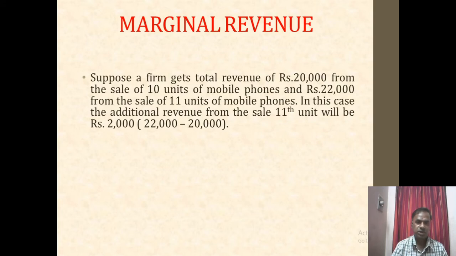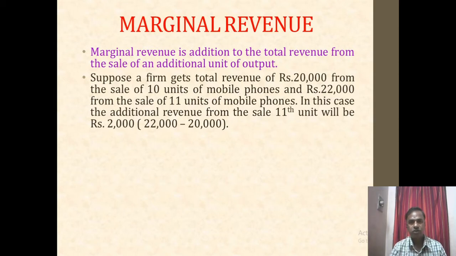Suppose a firm gets total revenue of rupees 20,000 from the sale of 10 units of mobile phones and rupees 22,000 from the sale of 11 units of mobile phones. By selling 10 units, total revenue was 20,000. By selling 11 units, 22,000. What is the addition to the total revenue from the sale of one more unit, that is the 11th unit of mobile phone? That will be the marginal revenue, right? So marginal revenue is 22,000 minus 20,000. 2,000 is the marginal revenue.